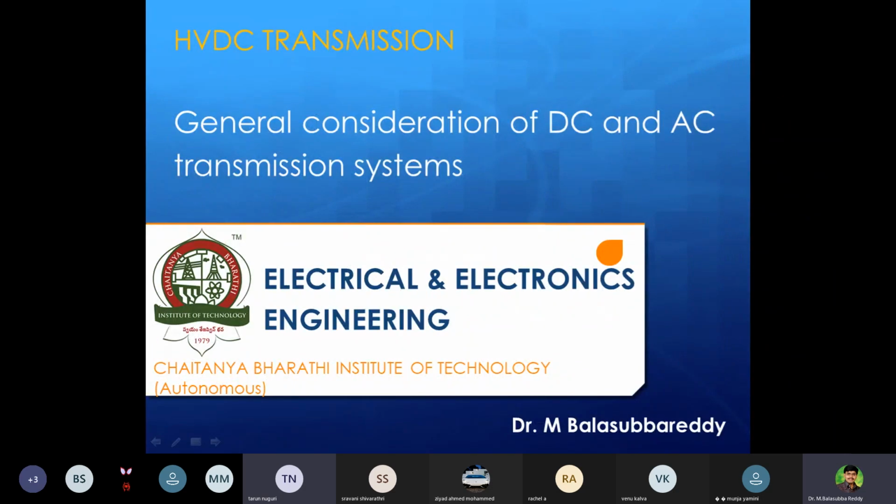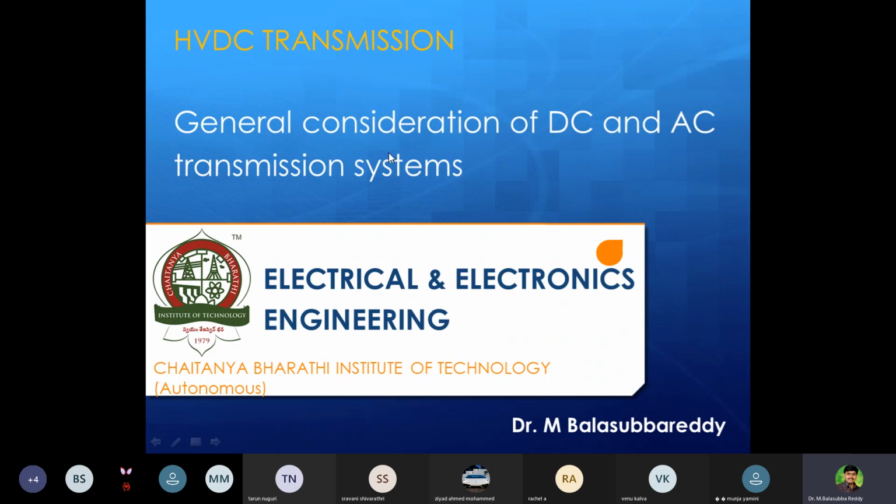Okay. We'll see that first unit we'll start today: General consideration of DC and AC transmission system. It is purely theoretical orientation. Only the comparison of AC and DC transmission with respect to different parameters, economic parameters, technical way, and then reliability wise. So that is one big question. Another one is the applications and then modern trends, advantages, disadvantages, all very basic things.